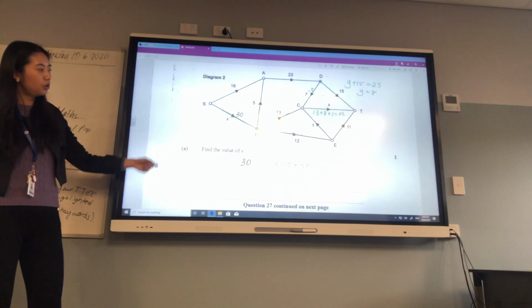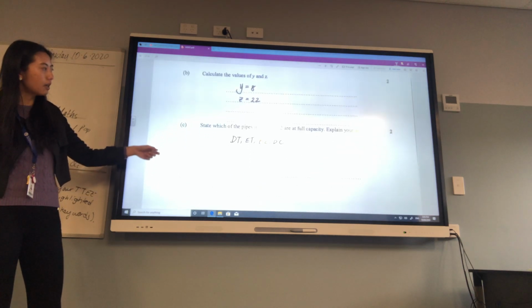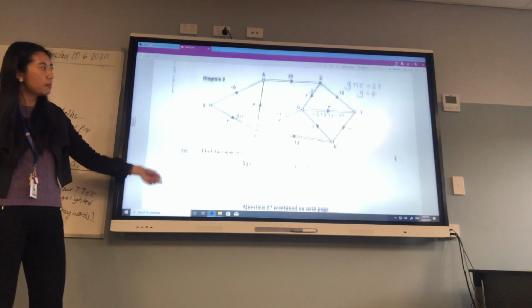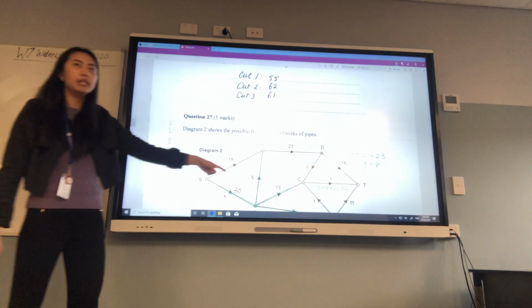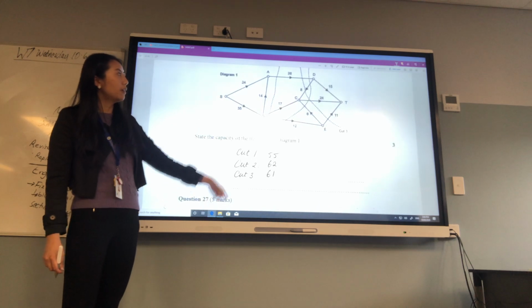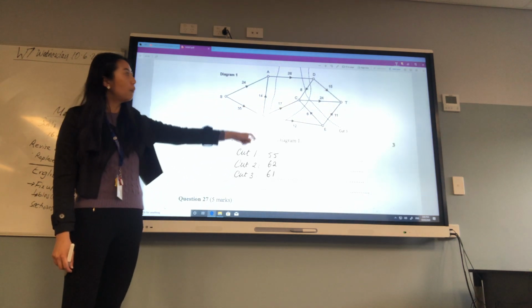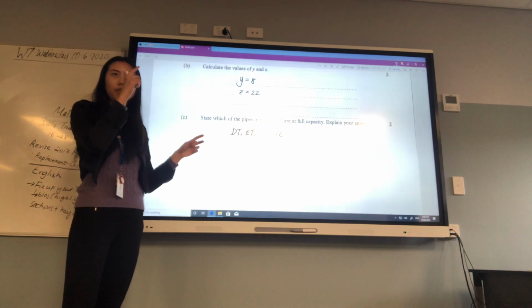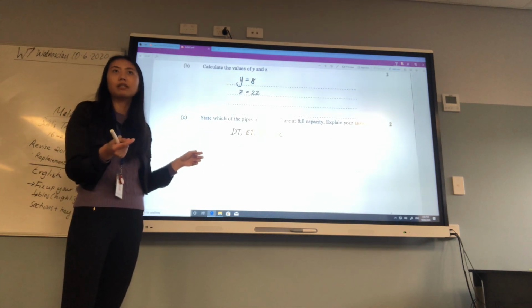And it asks you which pipes are at full capacity. If they are full capacity, that means these numbers should be equal to whatever is on the original graph. We found there are 4 edges. You just have to compare the previous one with this one and see if the edges have the same weight.